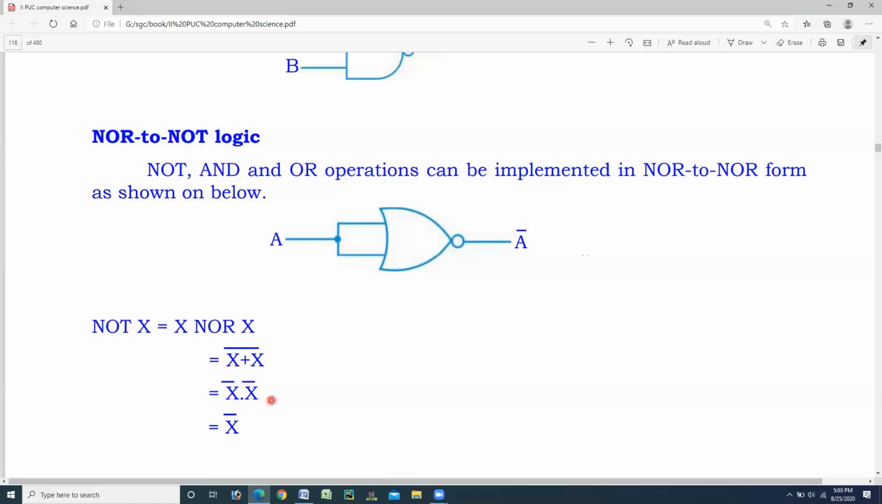By the theorem, X plus X equals X. By that theorem, X complement dot X complement can be written as X complement, because X dot X equals X. It means if X is the common input for the NOR gate, the output will be X complement. It means the NOR gate is working like a NOT gate, which we have proved here. First one. Then next.